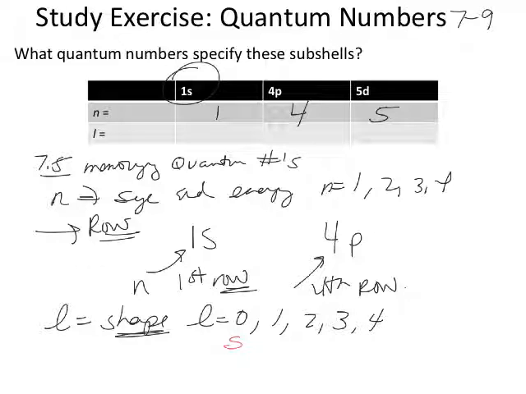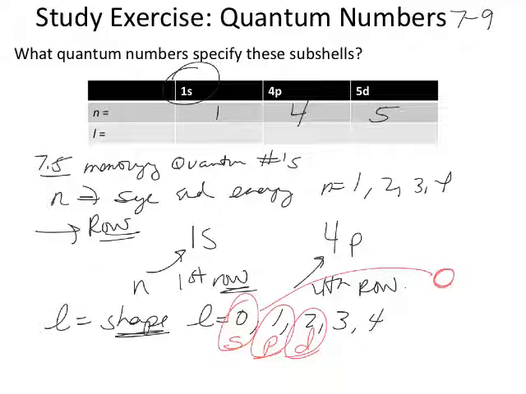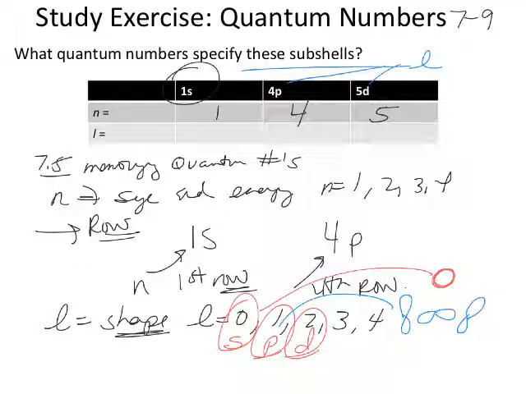There are also letters associated with these: L of 0 is an S, L of 1 is P, L of 2 is D. When you look in your book, you'll see that the S shape is a sphere, and there's one of them. Then the P is a dumbbell shape, and there are 3 of them. So the S, P, and D each correspond to an L number. It goes S, P, D, and you have to memorize that. L equals 0 is S, and L equals 1 is P.